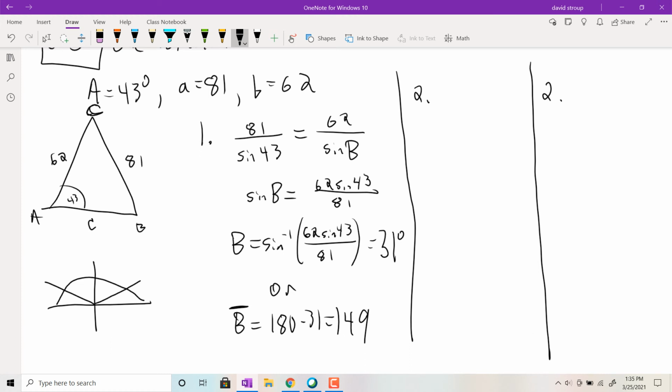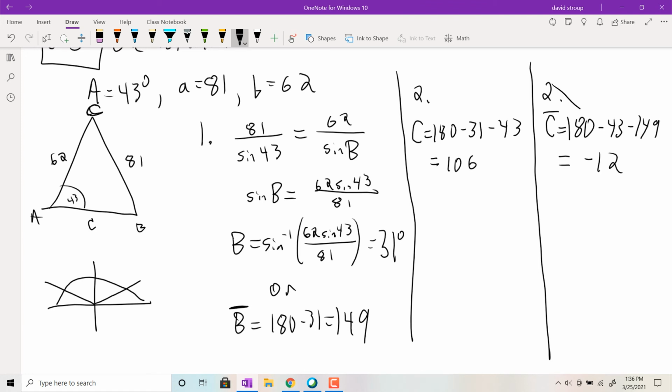Okay, so let's see. For the first case, we want to know C, so we take 180 and subtract away B and subtract away A, and you'll get big C is 106. And then you'll come over here and try to find the other C, we call it C bar. That'll be 180 minus the 43 minus the 149, and there's the trouble. This thing is negative. It's negative 12 or whatever. So it doesn't work. In other words, we only have one solution.